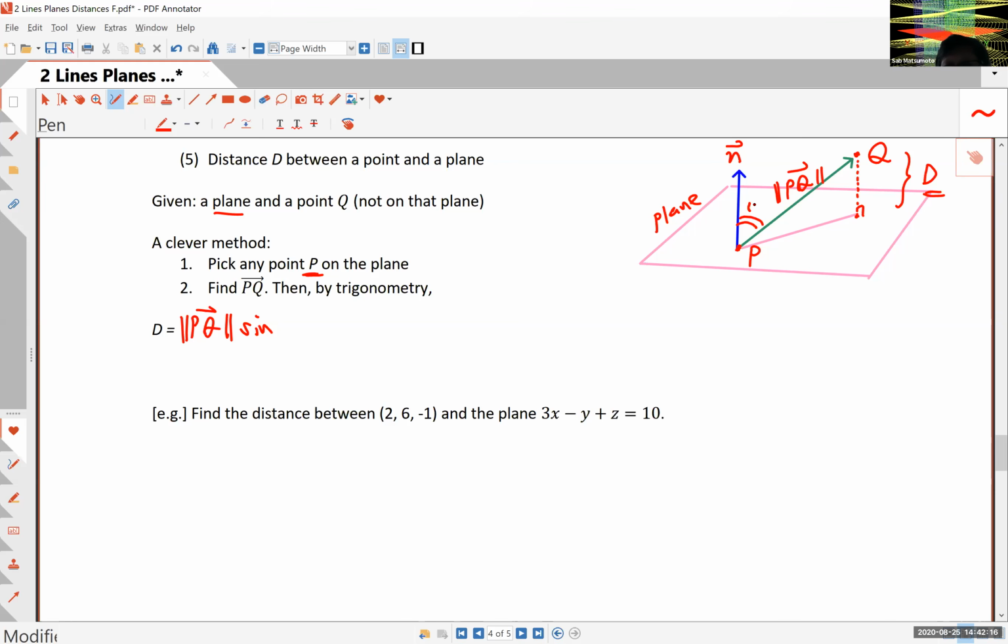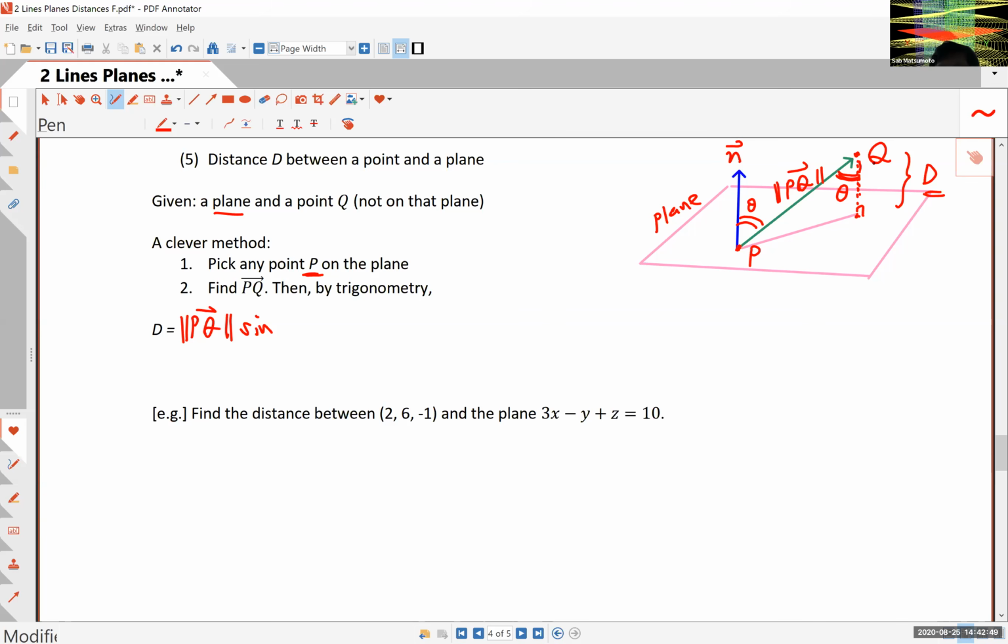Now that's theta. But you notice here, you have two parallel lines. n is parallel to this perpendicular from Q to this point here. So by what we call the alternate interior angles, do you remember that? This is also theta. If you don't remember this, that's okay. But the point is, these two angles have the same measurement. So the angle between n and the vector PQ is also the same as this interior angle.